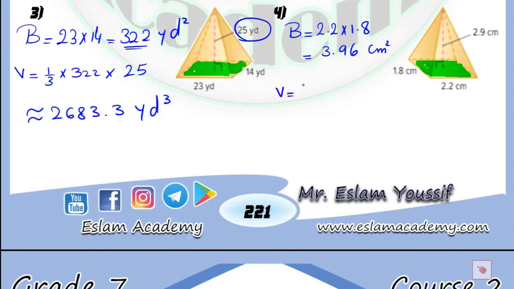To find the volume, it will be equal to 1 over 3 multiplied by the area of the base, which is 3.96, multiplied by the length of the height, which equals 2.9. By multiplying, you will find that the answer is approximately 3.8 cubic units.